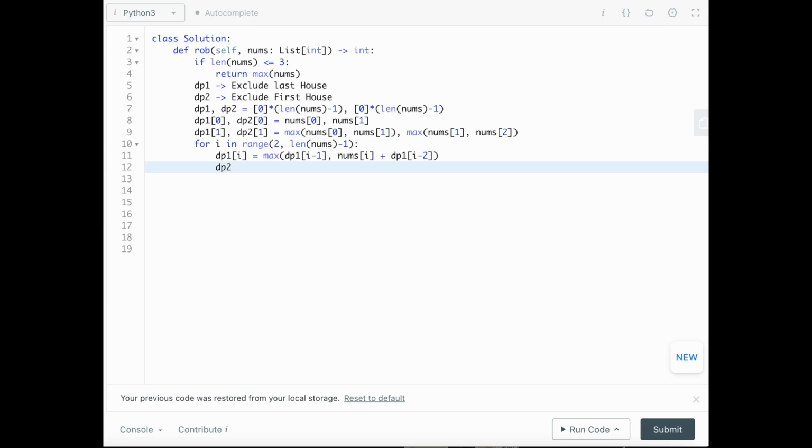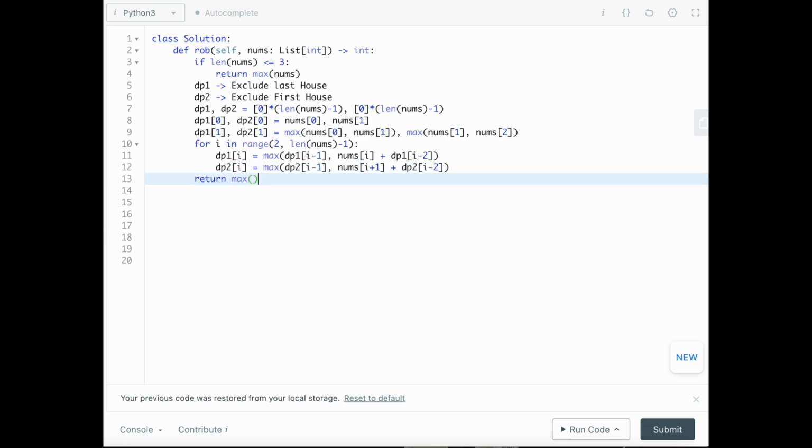And dp2 of I is going to be the max of, it is also going to be similar, but the only variation is going to be dp2 of I minus 1 comma. So instead of house I, we are going to consider house I plus 1. The reason being that house 2 is already considered. So for each I value we are considering the house I plus 1. So nums of I plus 1 plus dp2 of I minus 2.